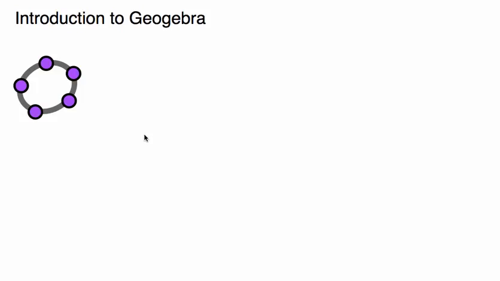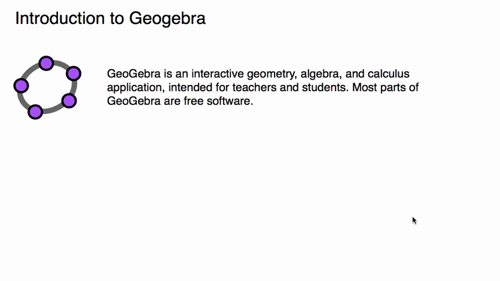Okay, so this is an introduction to GeoGebra. The symbol is shown on the left-hand side here, and GeoGebra is an online software that will allow you to do interactive geometry. In fact, this is the definition from Wikipedia. GeoGebra is an interactive geometry, algebra, and calculus application intended for teachers and you as students. Most parts of GeoGebra are free.